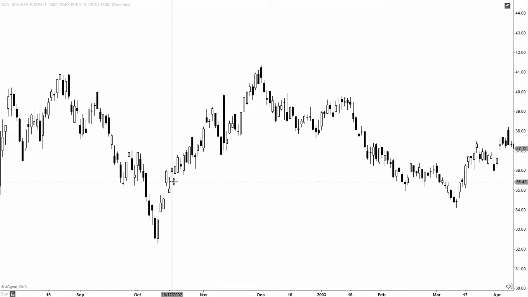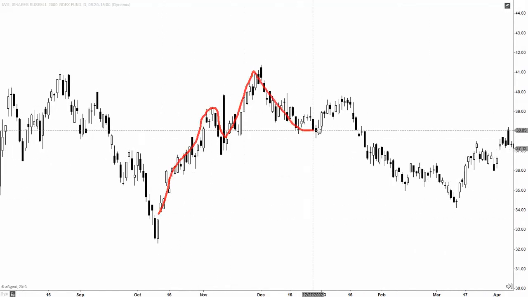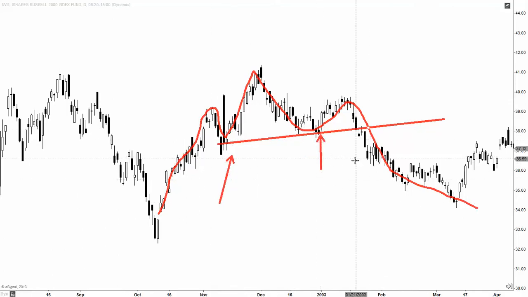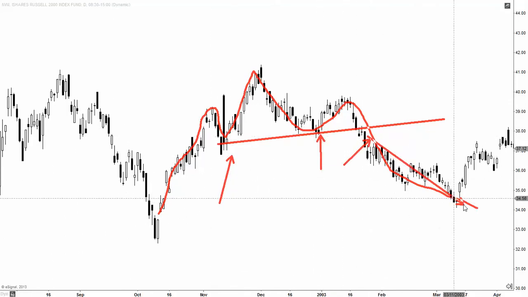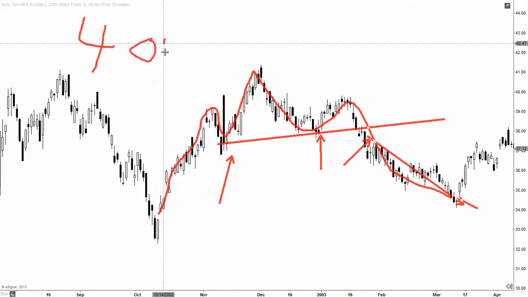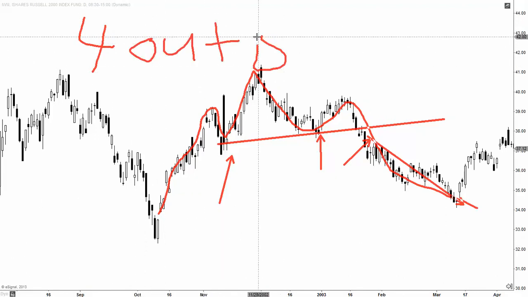Well, we had another one, didn't we? See that there? Neckline broken. That's a pretty good size. That's about a month's worth of bearishness coming into the market there. So now we have 4 times that it played out of 5 occurrences.